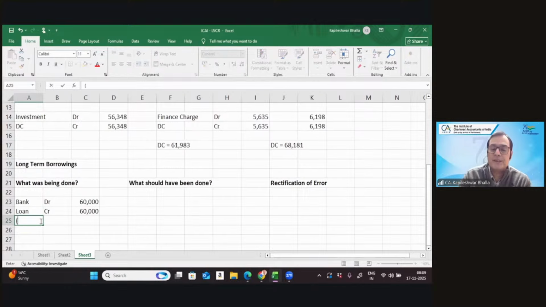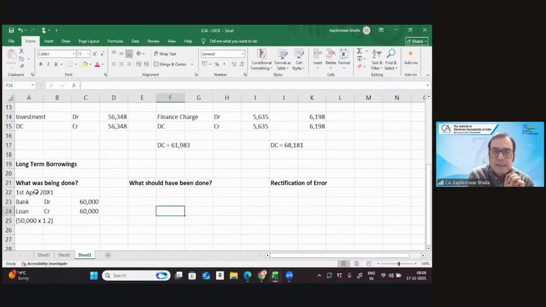Just to show the workings, they had 50 million, that was in euro, multiplied with the exchange rate 1.2. So this is the entry recorded on 1st April X1. This is one entry which they did, and it was done on 1st April. Correct. Now let's go further.